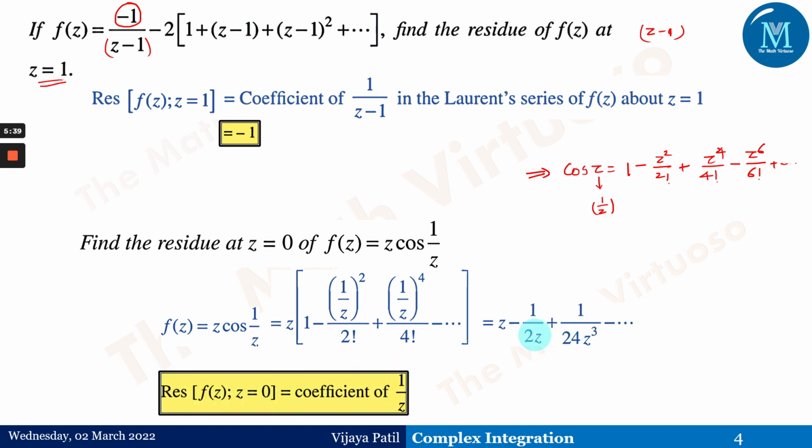After multiplying this z inside the bracket, we get it in this way. If you observe here, the coefficient of 1 upon z is minus half, which is the b1 part, or you can say the residue of the function at z equals 0.